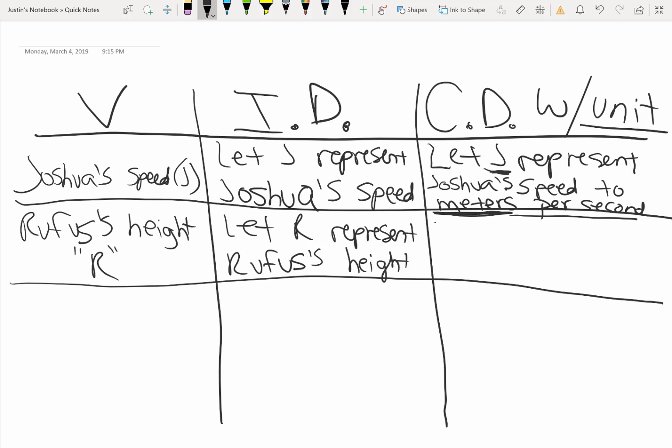So now we're going to say let R represent Rufus's height in centimeters.